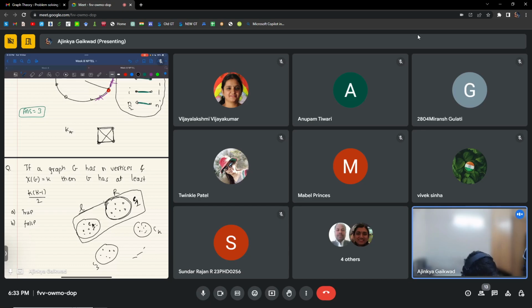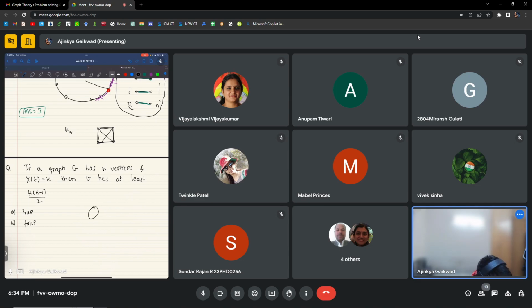So what I can see is the following, that if you collect the classes of vertices colored with color 1, 2, 3 up to k, then between every two classes there should be at least one edge. Like if between C1 and C2 there should be at least one edge. Between C2 and C3 there should be at least one edge. So now can anyone tell me why there should be k into k minus 1 by 2 edges?